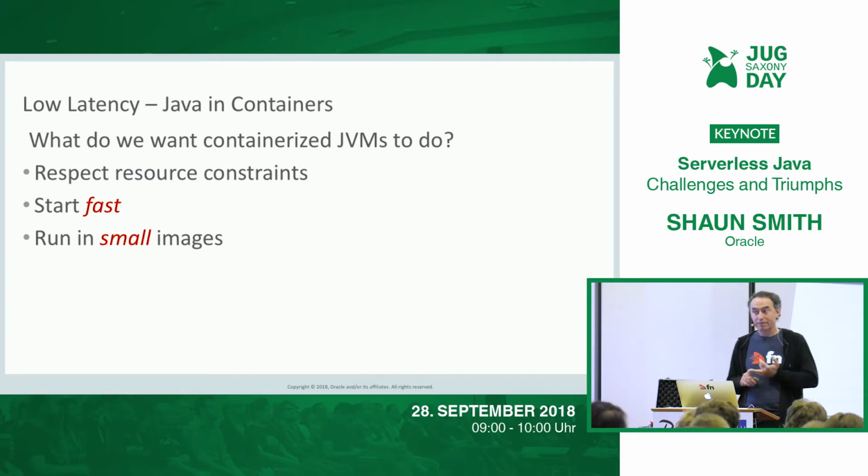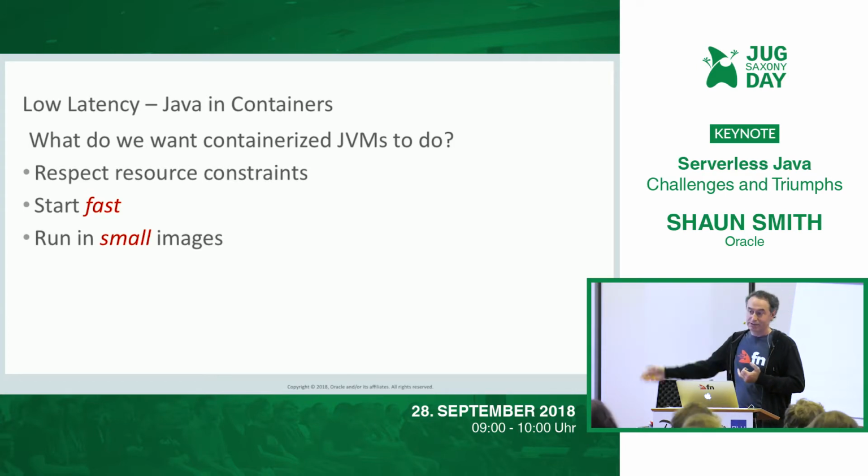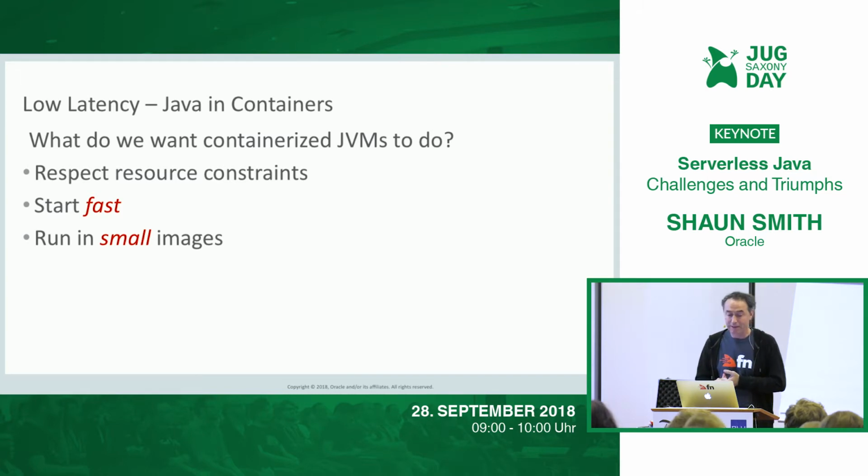We want them to start really fast. Okay, so again, there's latency. When I invoke a function, I want a result, right? I don't want to wait a second for this thing to spin up. And I want small Docker images, and I'll explain why that's important, but it's actually quite critically important also.